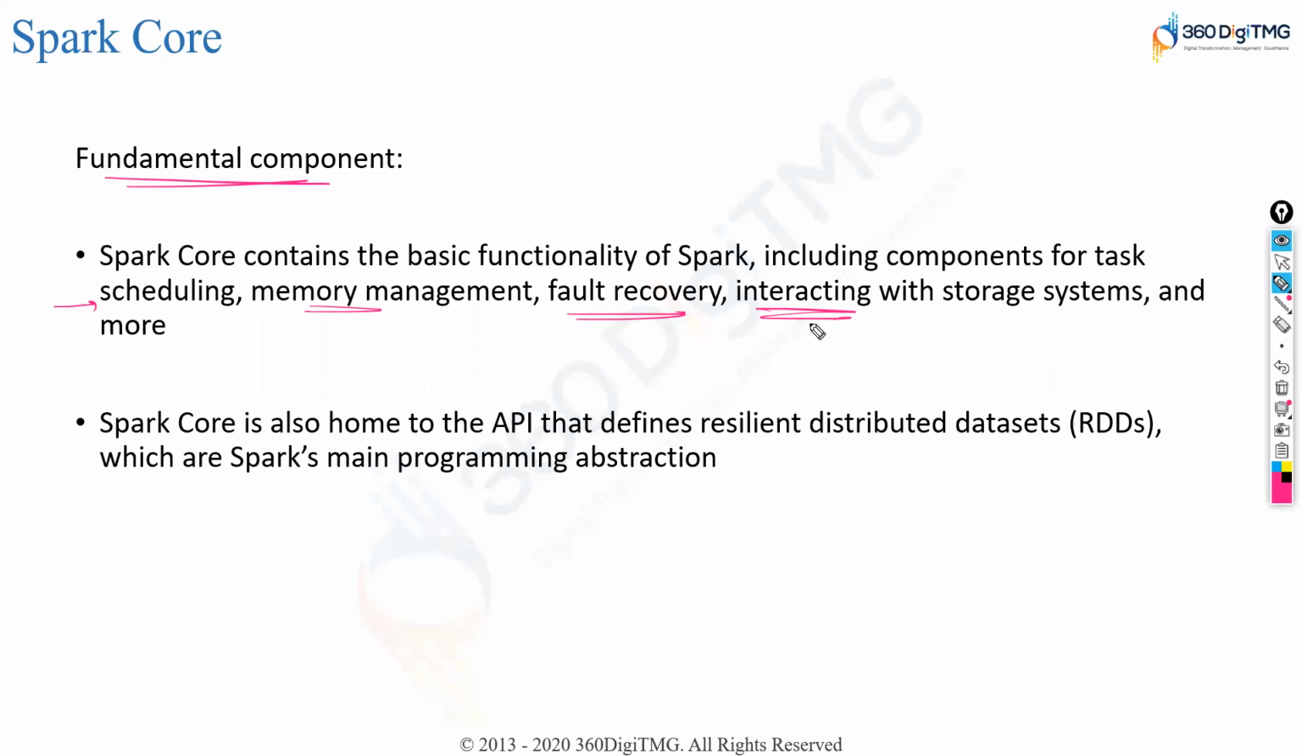Now, it also has a lot of APIs. Here we have something called RDD. This is called a data API, which converts the data into RDD, resilient distributed datasets. What does that mean? Again, we'll try to understand. So this is your Spark Core definition.